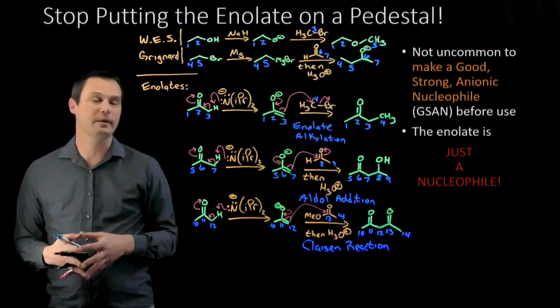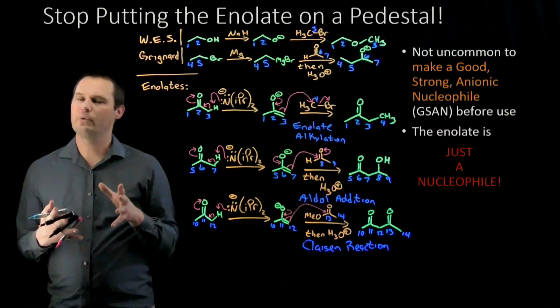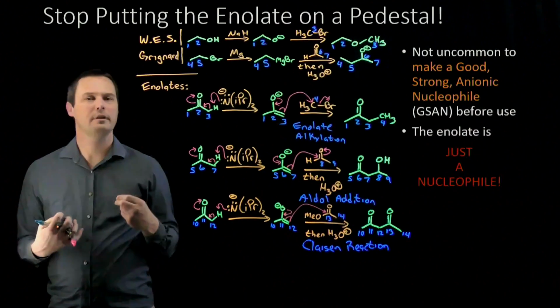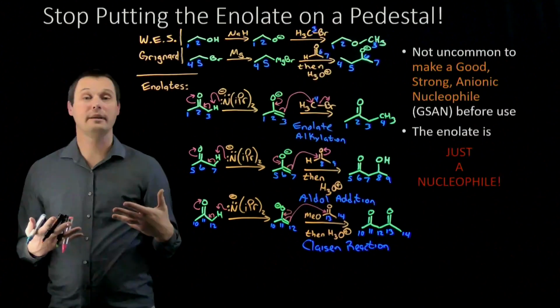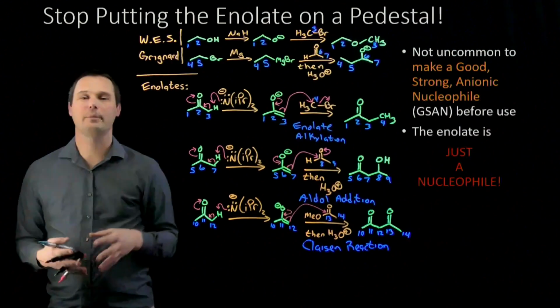We can understand that. That's fine. But don't get tangled up in all those nuances. Keep it simple. Remember your fundamental principles. Enolates are just nucleophiles. If you can remember that enolates are just nucleophiles, that will make the enolate chapter go so much smoother.